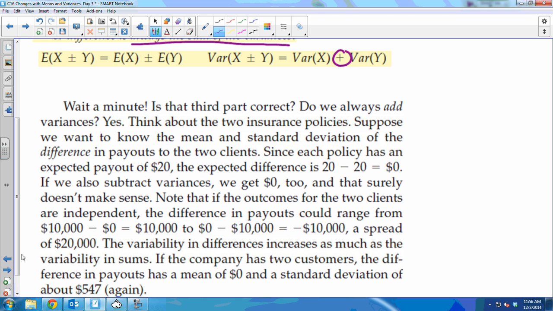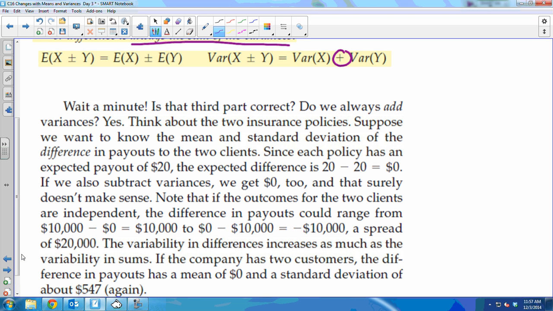The outcomes are independent, but the difference could be this: Ian could pass away, and so his family gets paid out $10,000. But nothing happens to Trent. He gets paid nothing. The difference between is $10,000, right? 10,000 minus 0. What if the reverse happened? What if I was doing Ian? Well, then 0 minus $10,000 is negative $10,000. So the payouts have a $20,000 range. It could be from negative $10,000 all the way up to $10,000, right? So the variance is not 0. You've now made it larger. There's bigger variability.